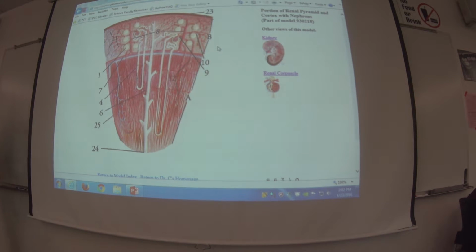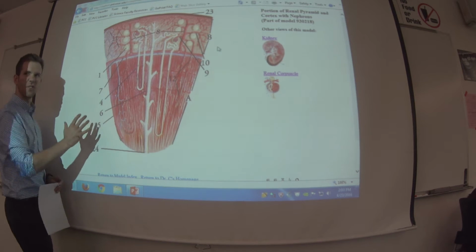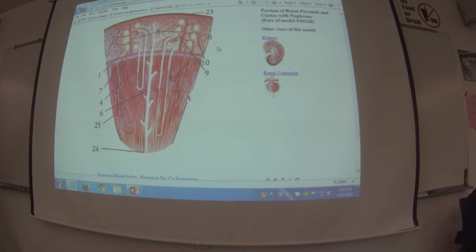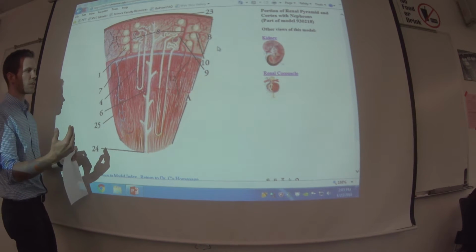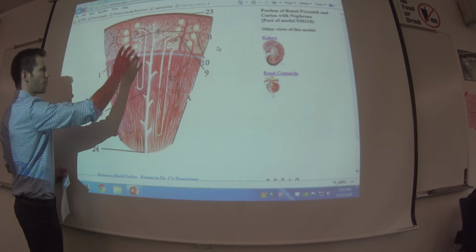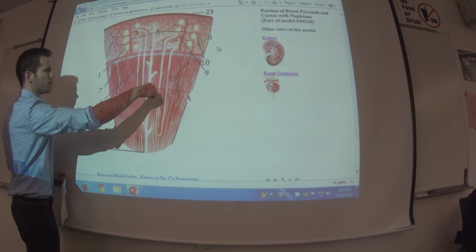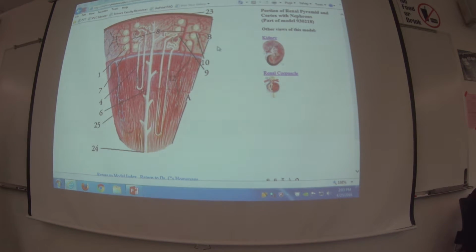So what you should appreciate from this is that the loop of Henle's main goal is to create a concentration gradient, to make a really salty environment within the kidney. We'll talk about why we do that in a moment, but that's the main goal. This whole medullary area is very salty, and it's the loops of Henle that do that. It helps make more sense to appreciate that the only part of the nephron that goes down into the medulla is the loop of Henle.